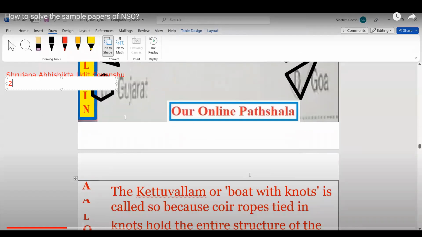Excellent, Srujana. Does anybody know what a Kettuvalam is? I just imagined and guessed. It is a boat. Very good. And what type of boat? With knots. Excellent. So what are these knots made up of? Coir ropes. Yes, it is made up of rope. Excellent. Very good, beta.